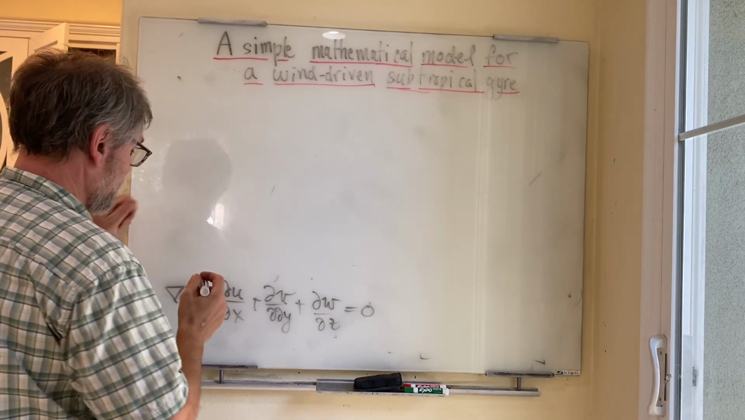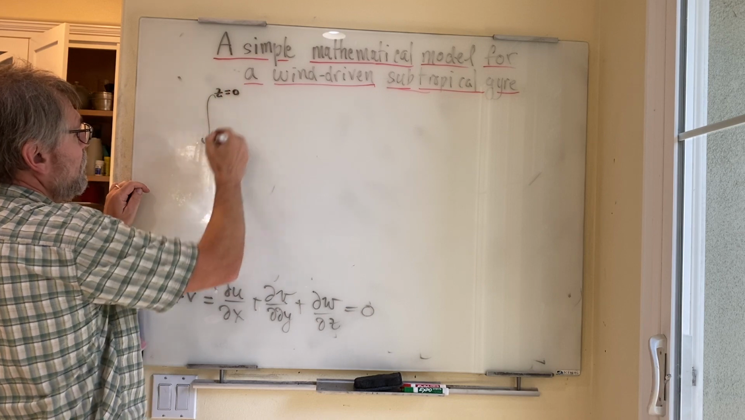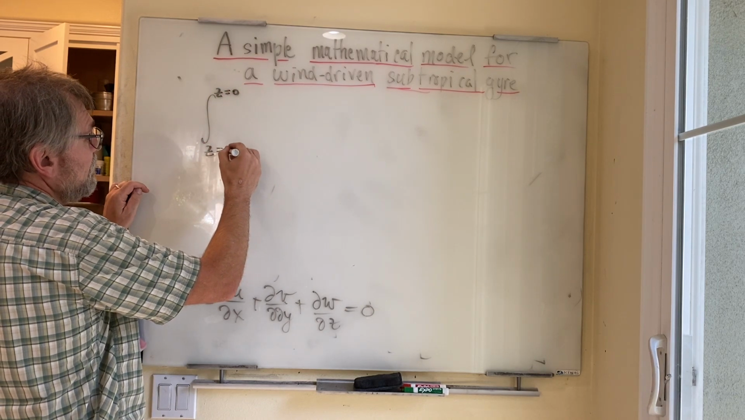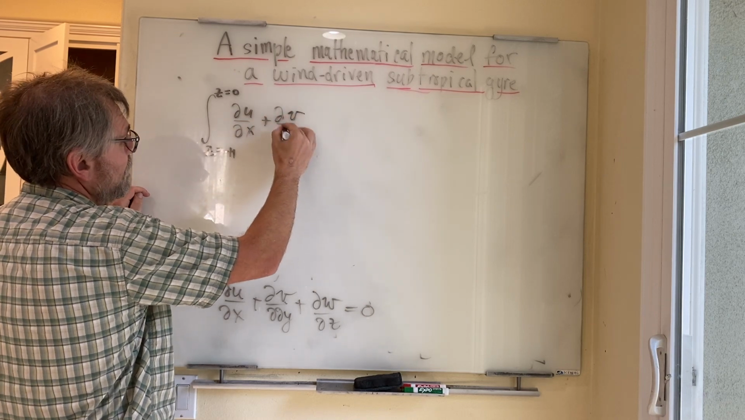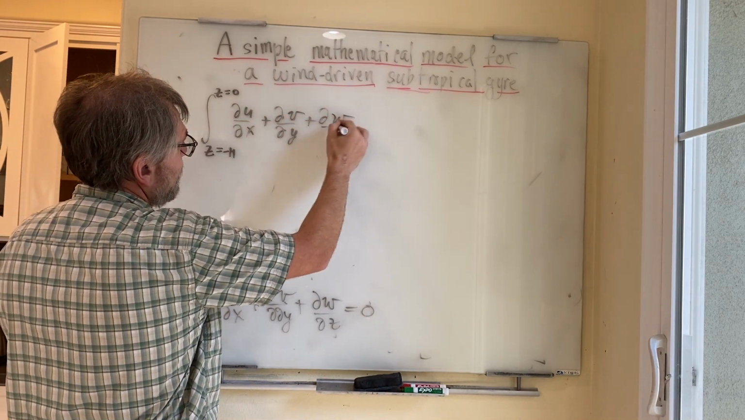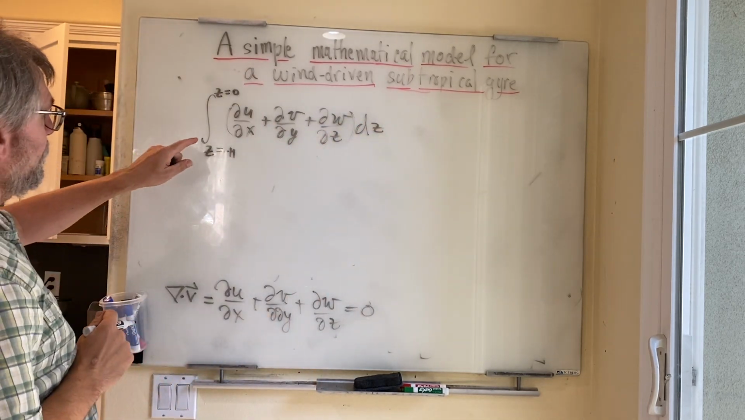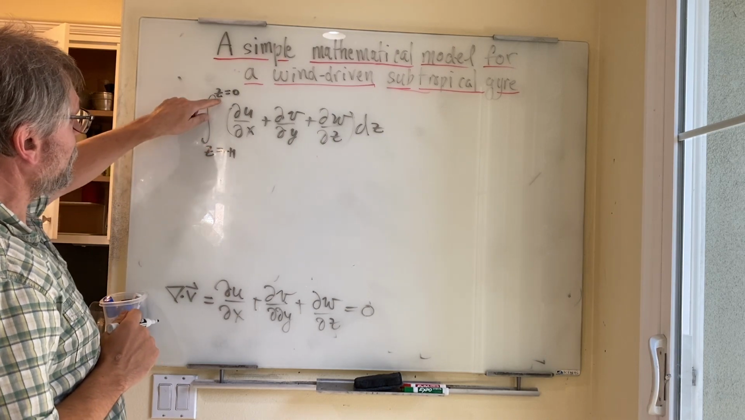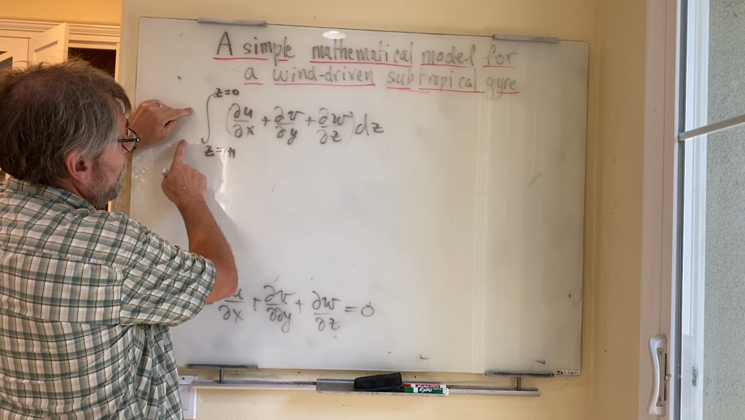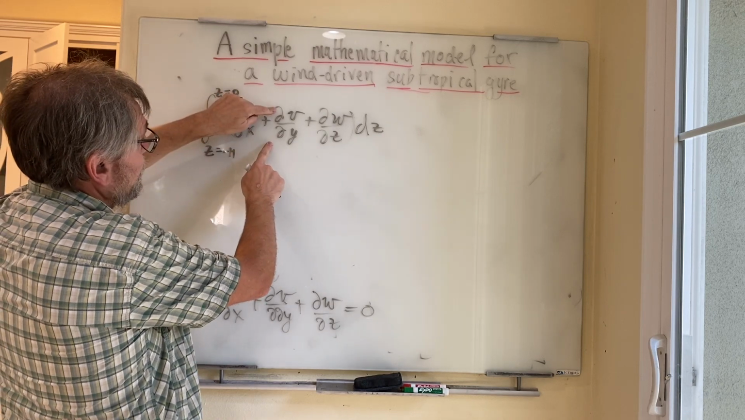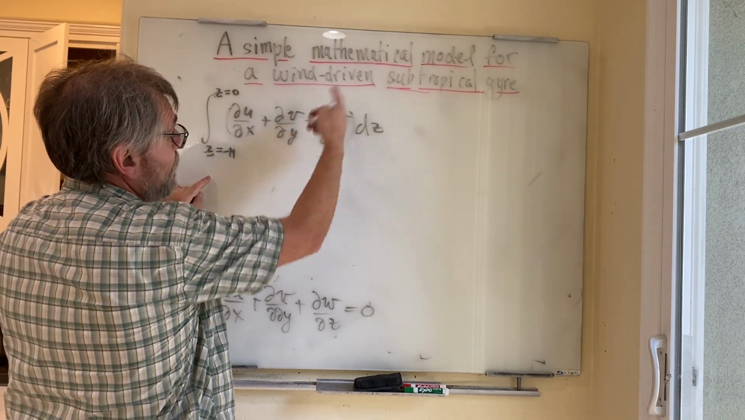So if we integrate this equation, we'll get the integral from the surface, which is at z equals 0, down to the bottom, which is at z equals minus h, of du/dx plus dv/dy plus dw/dz, all with respect to dz. Now, because the limits of integration here don't depend on x, I can pull the x derivative out of the integral sign, and the y derivative too, but not for the z derivative. For the z derivative I can just apply the integration and undo this derivative.